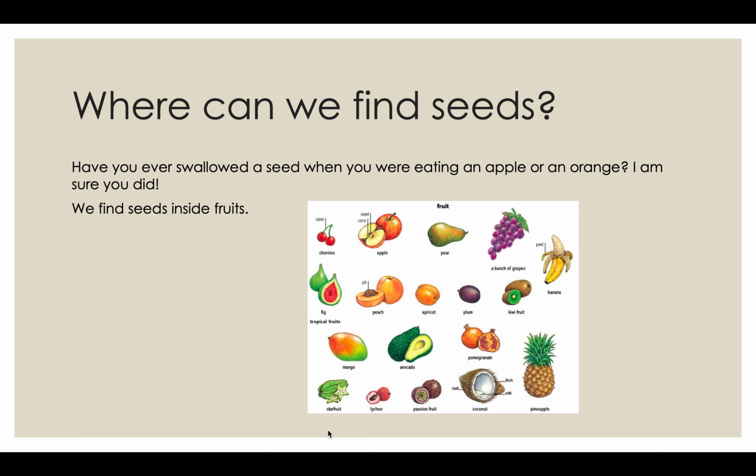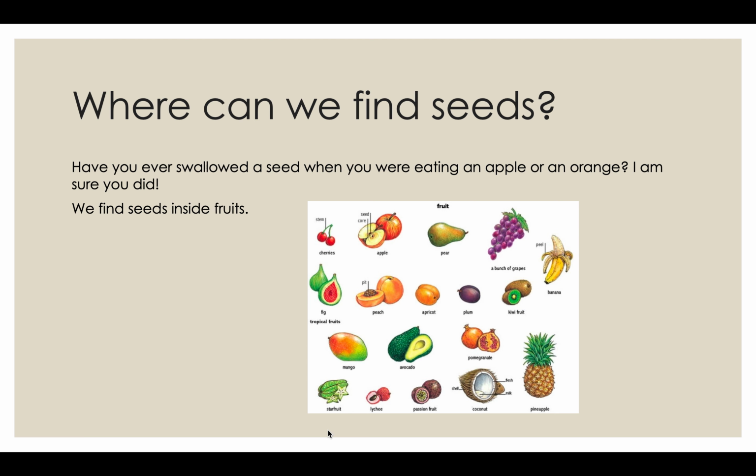So, where can we find these seeds? Have you ever swallowed a seed when you were eating an apple or an orange? Well, we find seeds inside fruits. Fruits and seeds can be different sizes and shapes, okay? As you can tell in the picture, pretty much every fruit consists of seeds. All the seeds do the same thing, but they come in different sizes, okay?